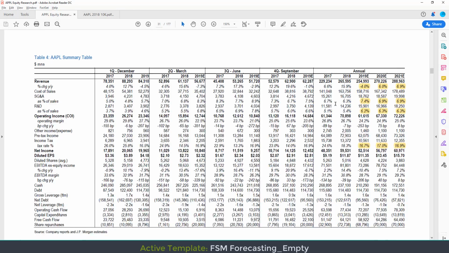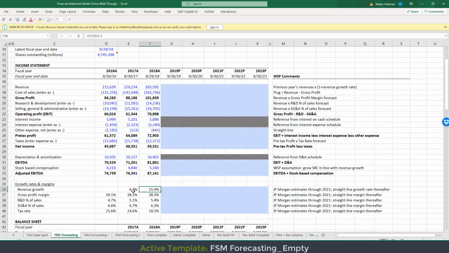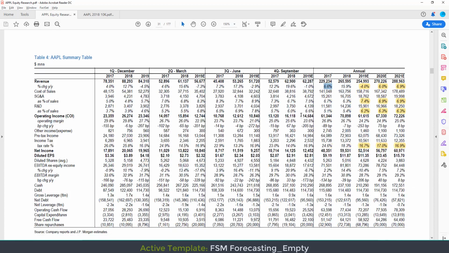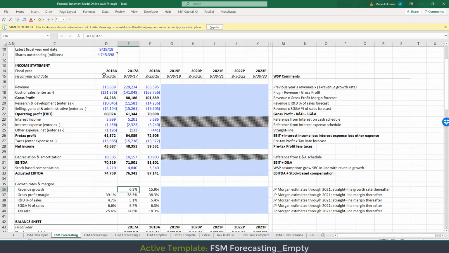The year before that, there's actually something interesting. This is usually when the numbers don't quite jive to what's in the 10K, right? Because in the 10K we calculated growth of 215 to 229. That's 6.3%. Why does JP Morgan have it as a 6.6% growth rate? I'm guessing when JP Morgan put this data in back in 2017, you don't actually see what their underlying original base is because they stop at 2017, whereas we have 2016.